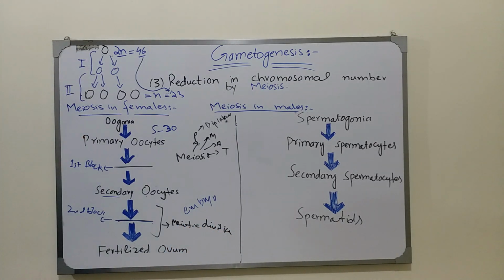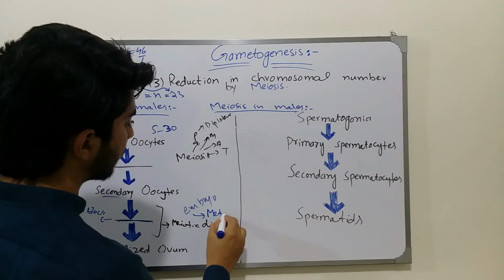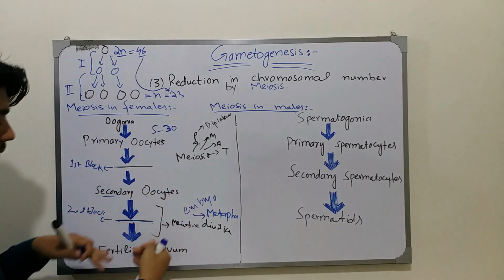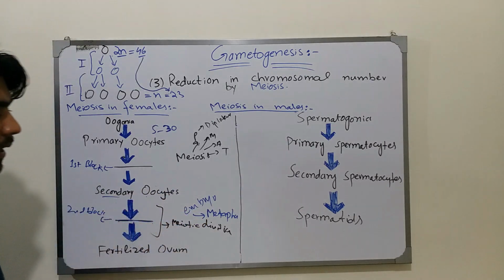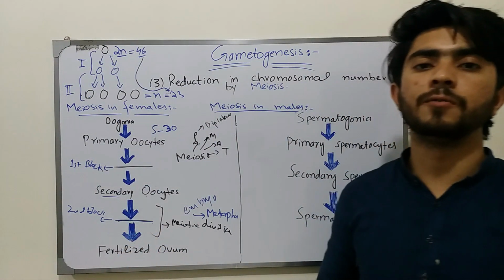Second meiotic division. Before they complete the second meiotic division, there is a block present at the metaphase. The metaphase block stops these secondary oocytes from completing the further steps of meiosis and halts the process, and the stimulus for release from this block is actually fertilization.